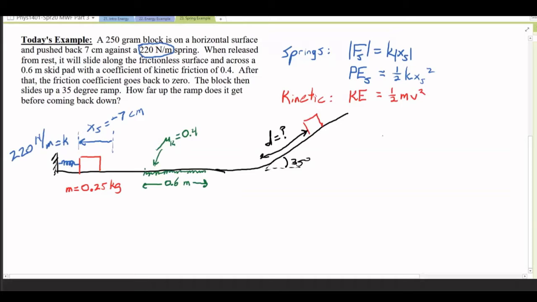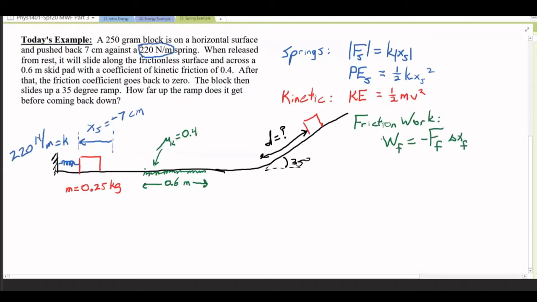So apparently another form of energy that we care about here is the friction work. And the work due to friction is going to be the force of friction times delta x of friction.